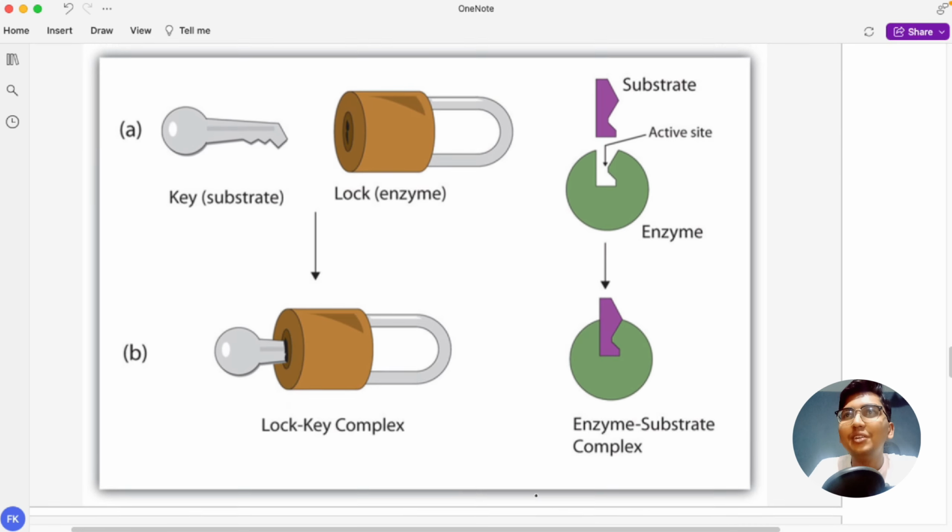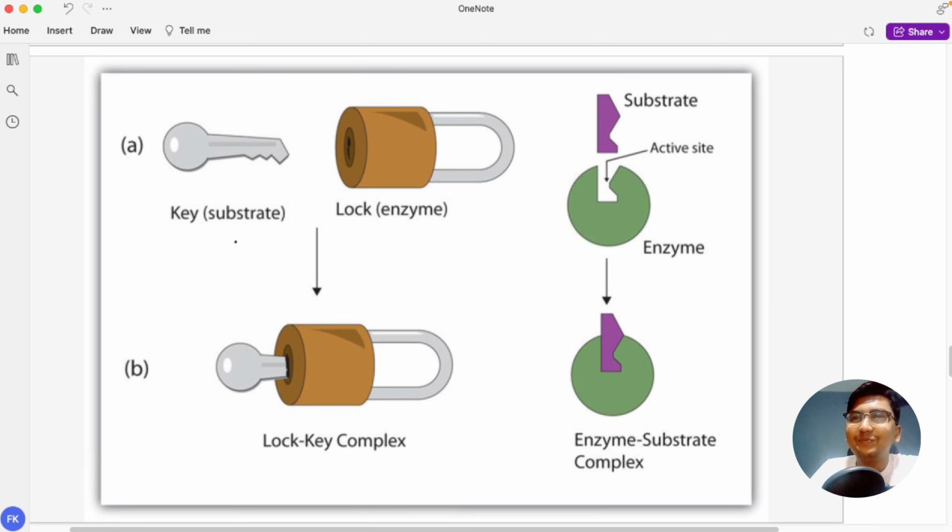In this diagram, you will be more clear. As you can see, the key is the substrate and this is a lock. The lock is the enzyme, then the enzyme-substrate complex forms over here. In the enzymatic diagram, you can see the substrate binds to the enzyme active site and forms the enzyme-substrate complex.